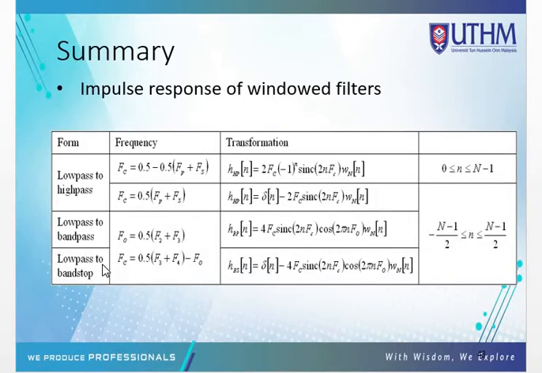This table summarizes the impulse response of the window filter from the low pass to high pass. This is the frequency expression we use, and this is the transformation expression we use. And then next one is the low pass to band pass and low pass to band stop. So this is the frequency used, and this is the transformation, with the range like this.